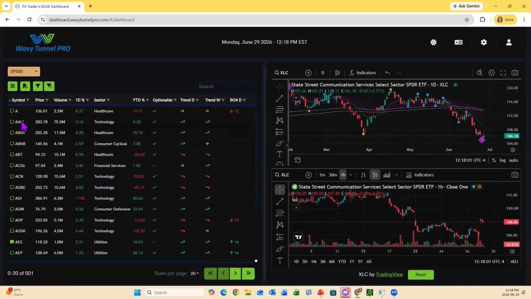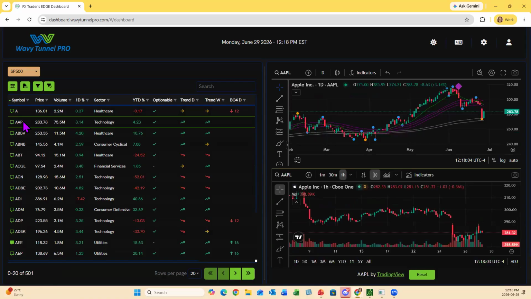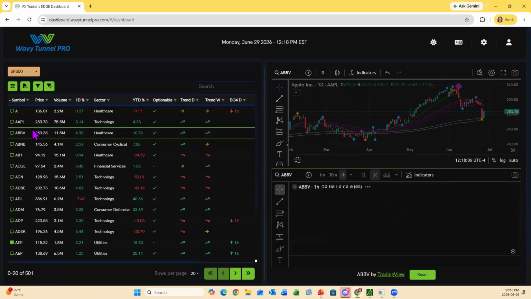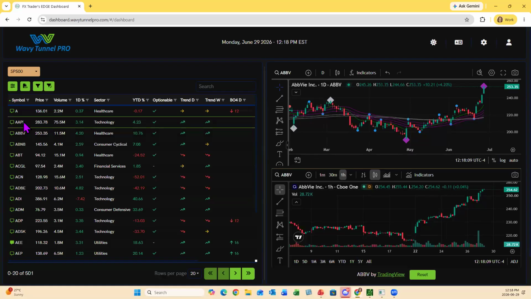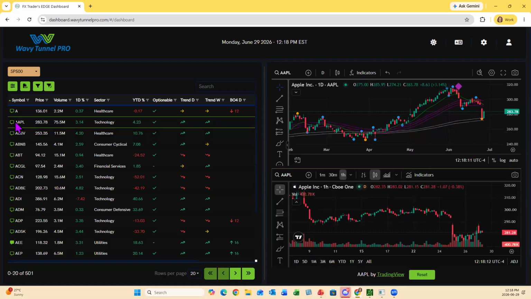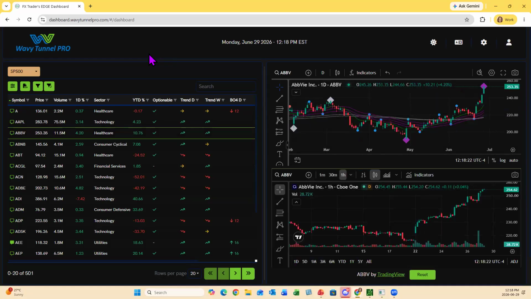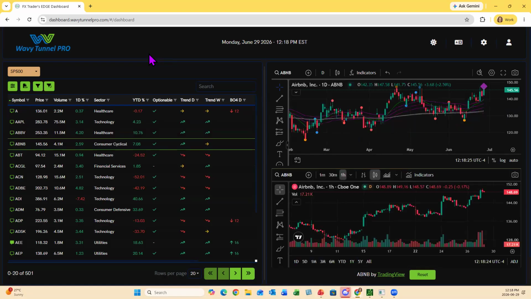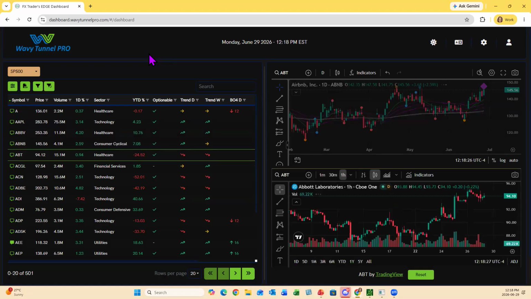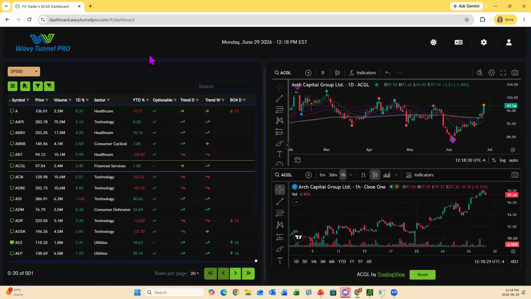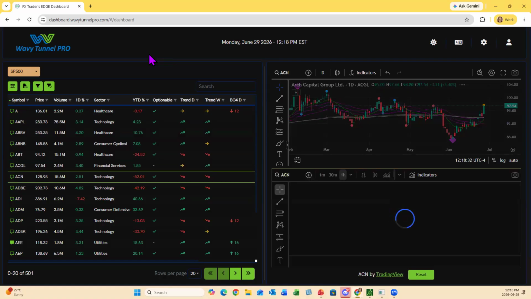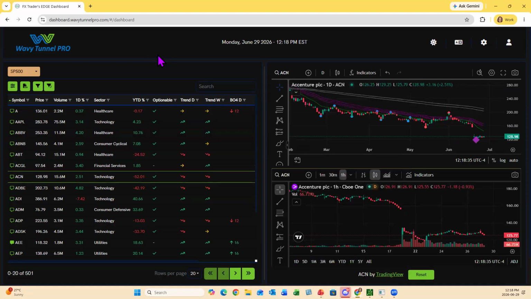Oh, I know what one of the improvements was. One of the quality of life improvements, and it's implemented already: if you click on Apple and you want to scroll down, you don't have to use your mouse. You can just use your down arrow and it will update the chart on the right. This is much better. Before we couldn't do that. So I guess these have been implemented already. Fantastic.